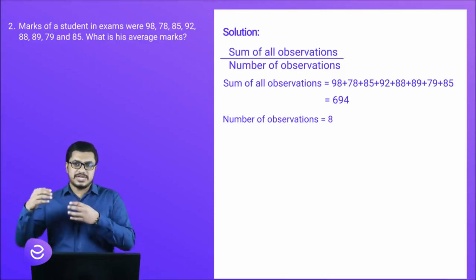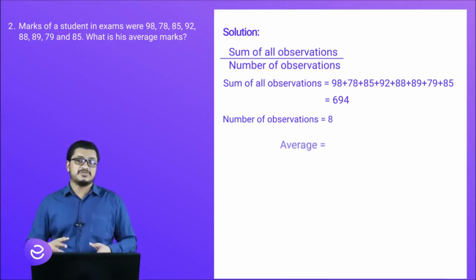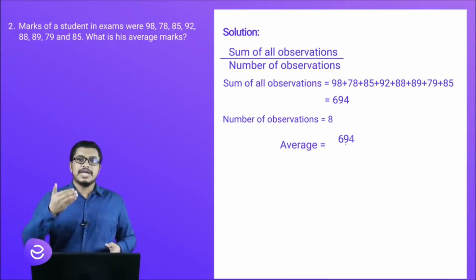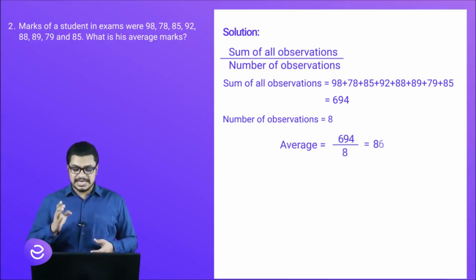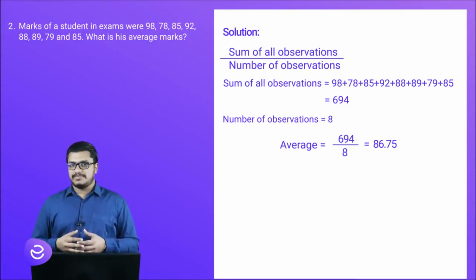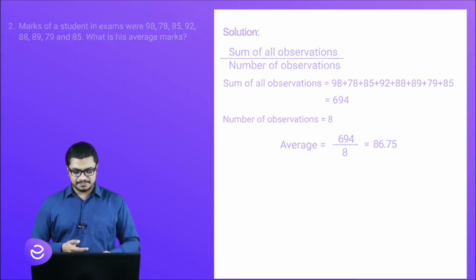So we divide 694 by 8. So the average is 694 divided by 8. We get the answer as 86.75. So that is his average mark. This is also a straightforward question.